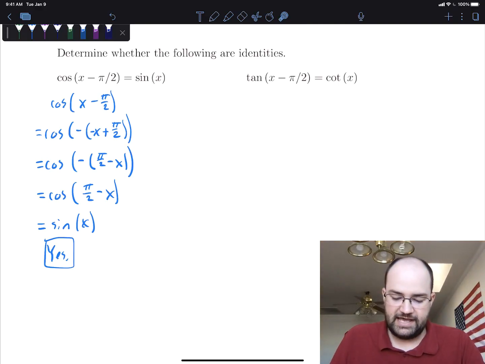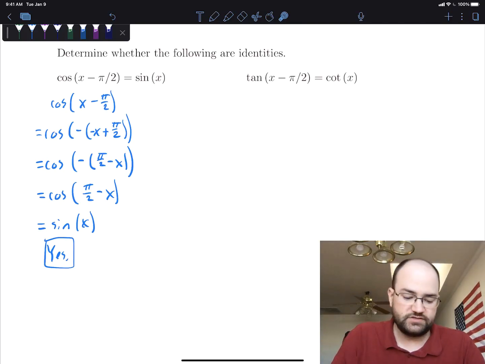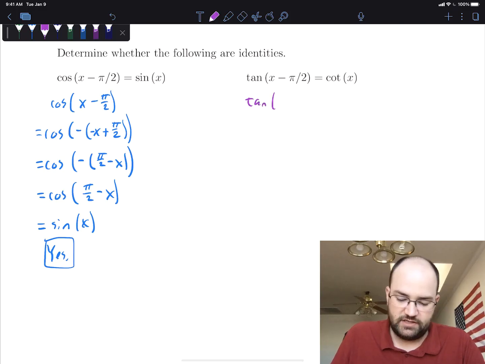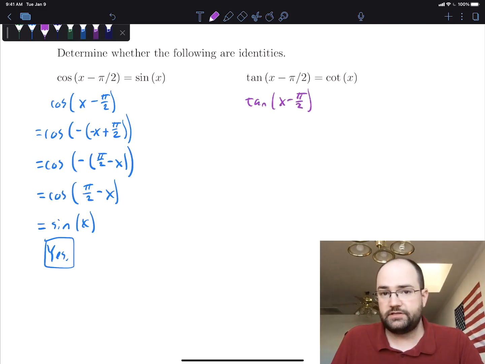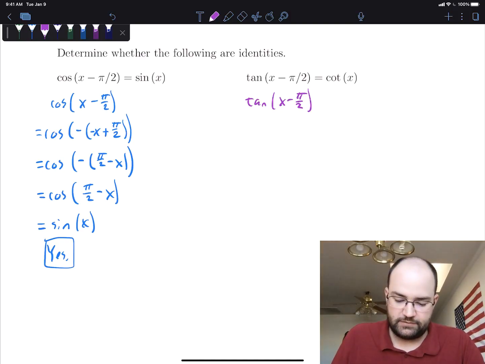Next, let's look at tangent. So tangent of x minus pi over 2 is equal to cotangent of x. We want to know, is that a cofunction identity? Well, to do this one, let's begin with the side with the subtraction. So that's tangent of x minus pi over 2. Again, it's close to the cofunction identity, but not quite. So let's go ahead and factor out a negative. So it gives me tangent of negative, and then parentheses, pi over 2 minus x.